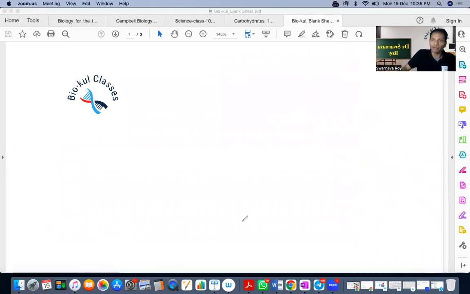So here, what is an alpha and beta? Let's say this is a ring structure of a glucose. This is the first carbon, which is the anomeric carbon, right? Because it is bonded to hydroxyl, oxygen and hydroxyl.